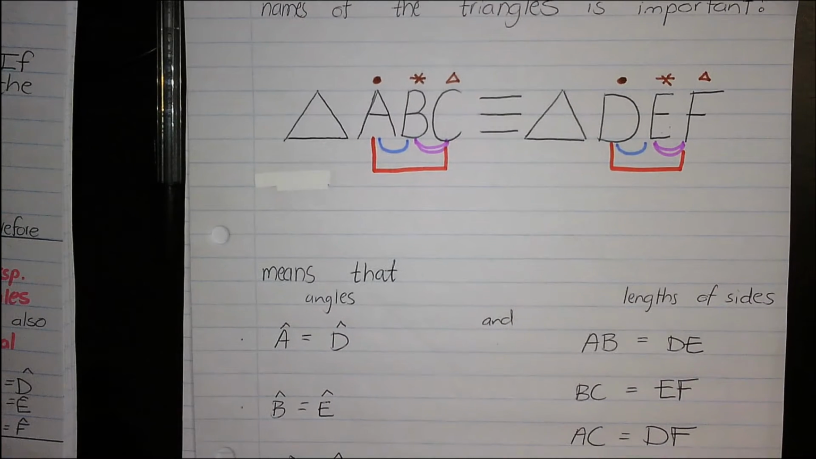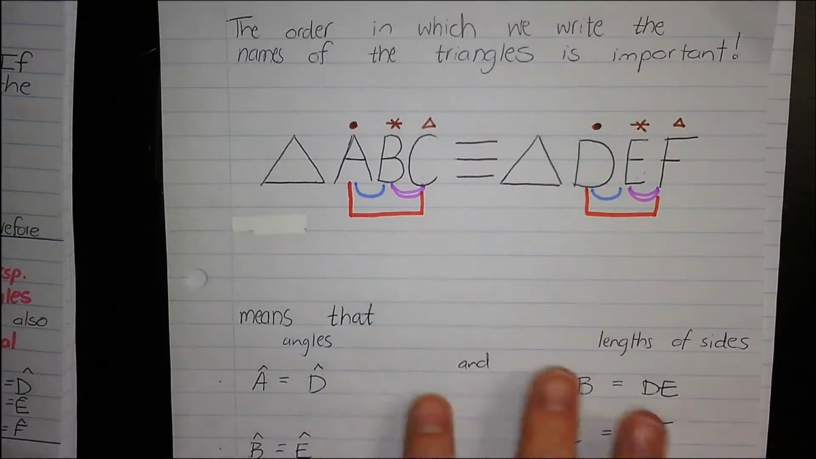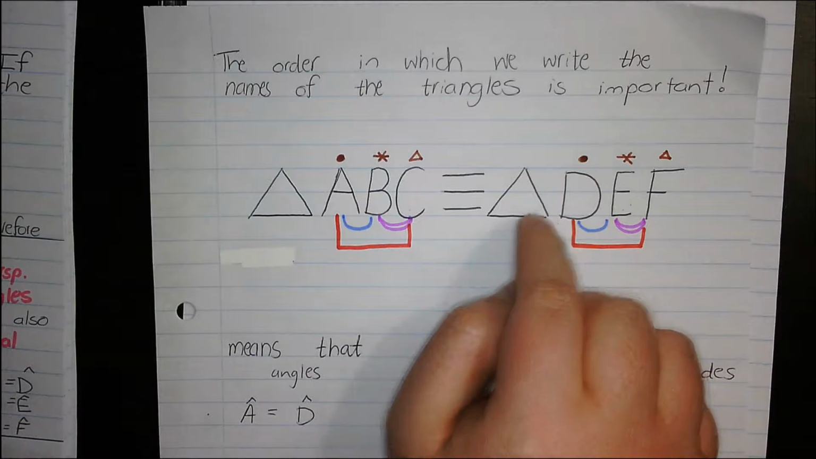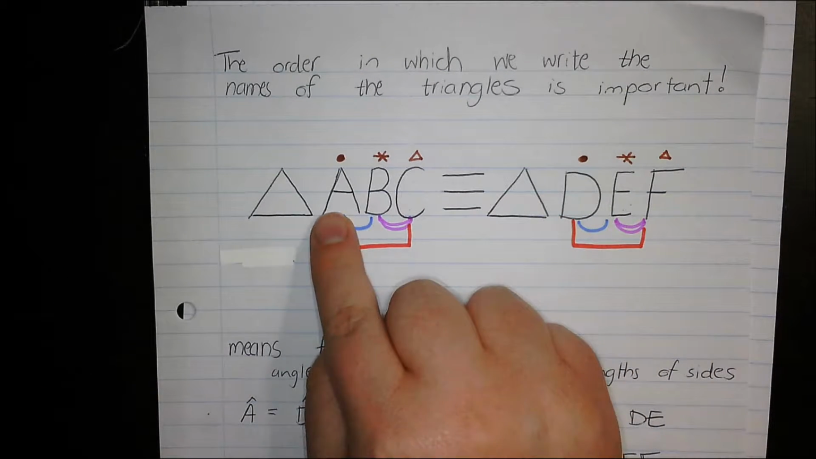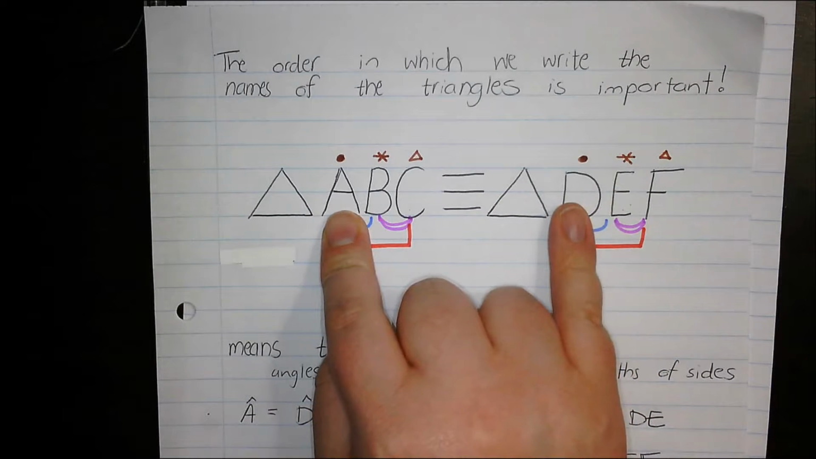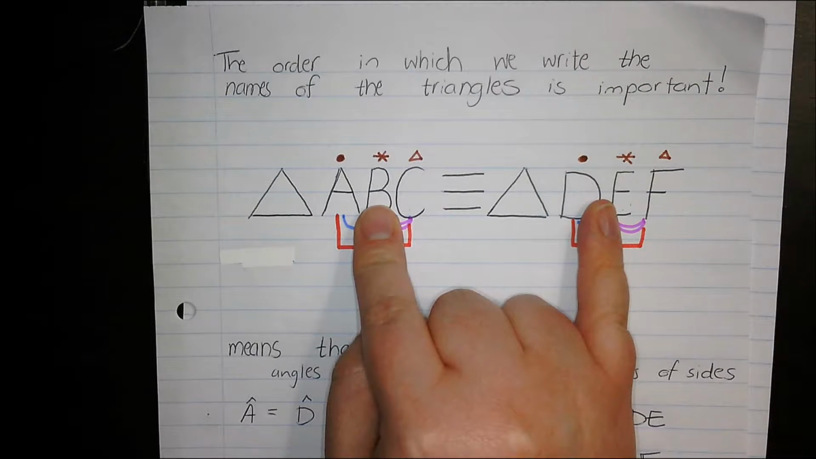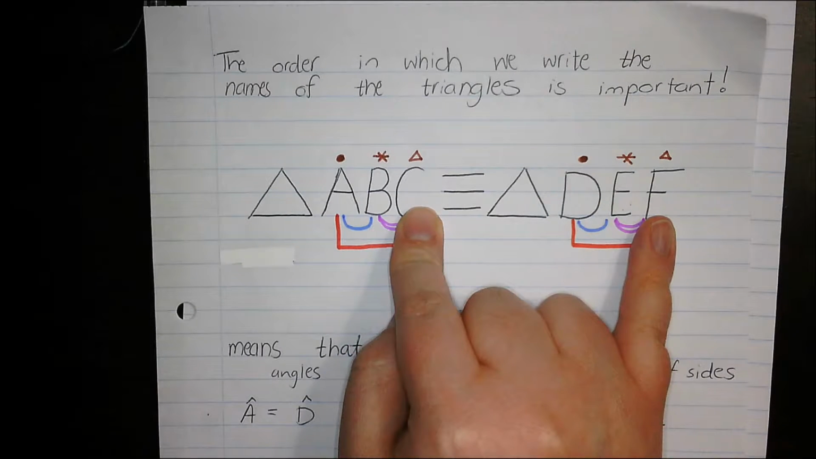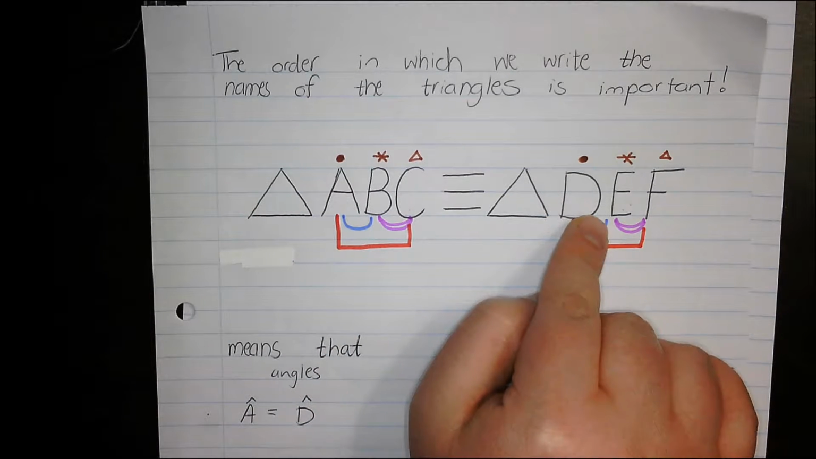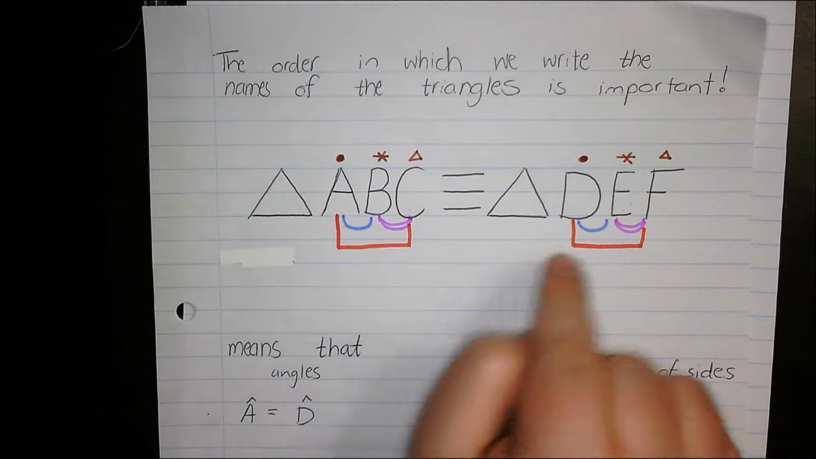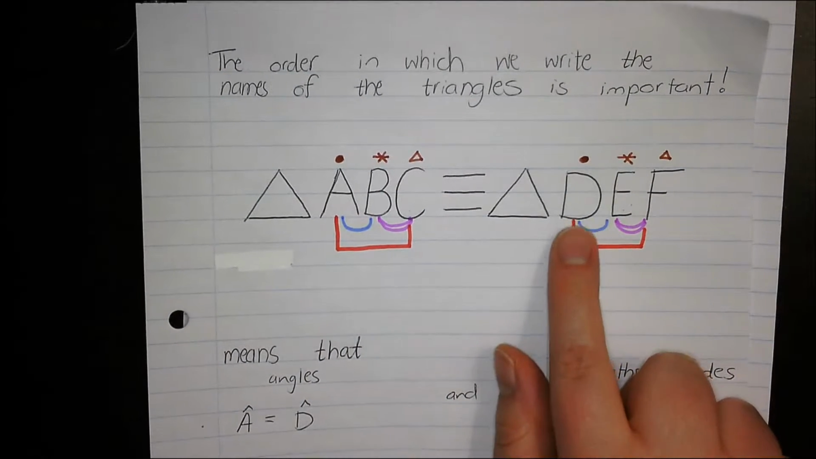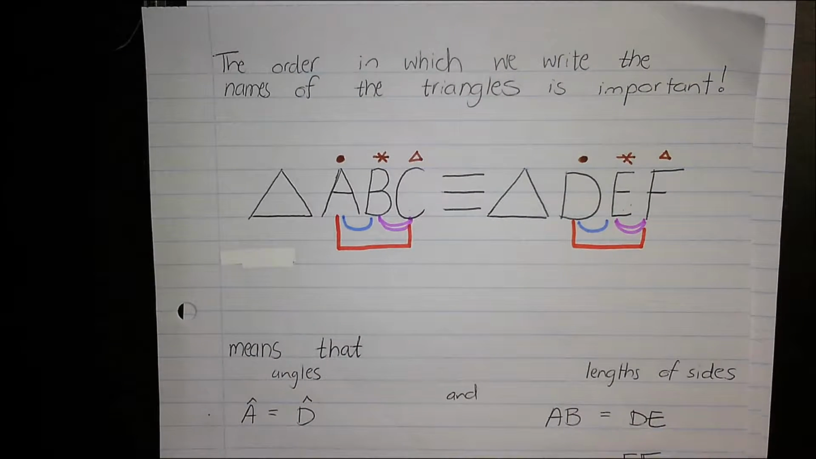We mentioned that the order in which the names of the triangles are written is important. So for example, if it's triangle ABC congruent to triangle DEF, then angle A is equal to angle D, angle B is equal to angle E, and angle C is equal to angle F. And side AB is equal to side DE, side BC is equal to side EF, and side AC is equal to side DF.